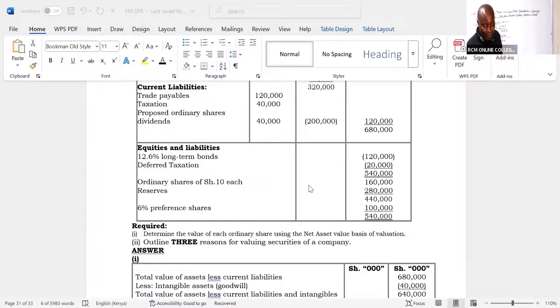And you can see here, it is coming to how much? 280,000? No, 160,000. Ordinary shares, share capital is 160,000. So 160,000 divided by 10 will end up giving me 16,000 shares.